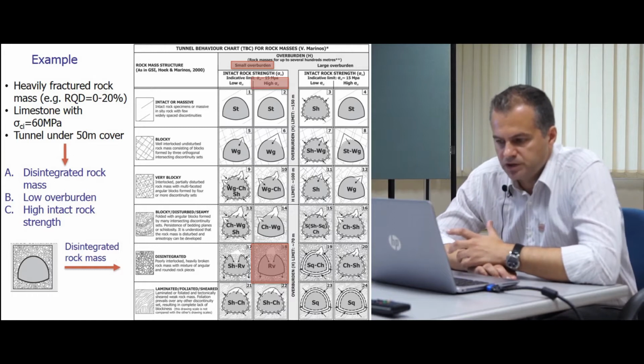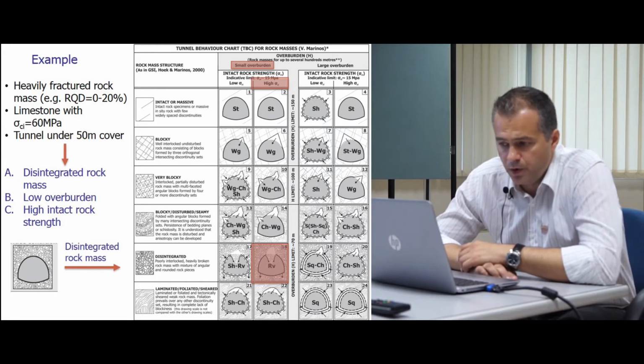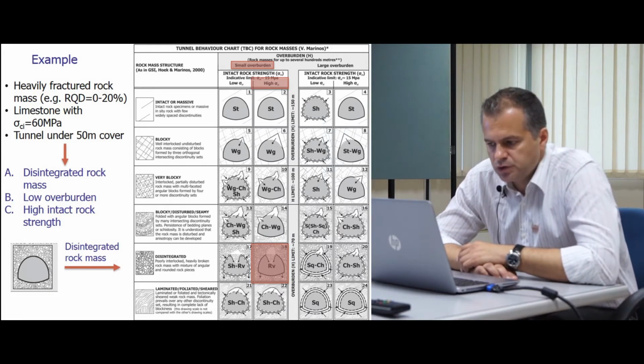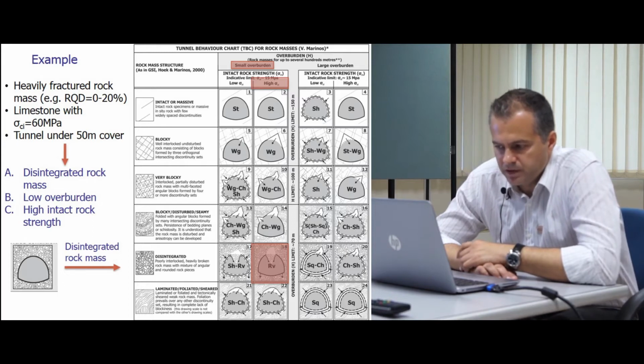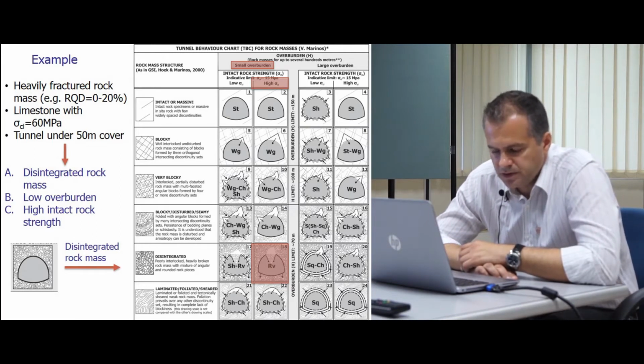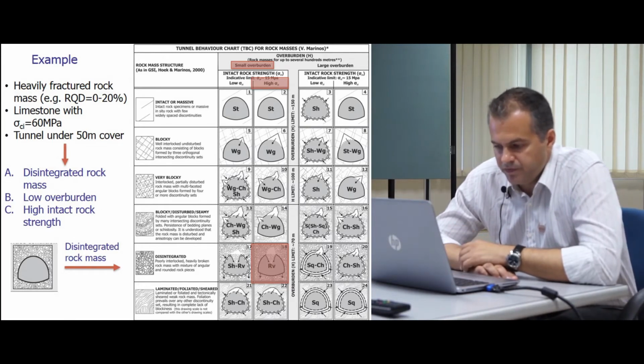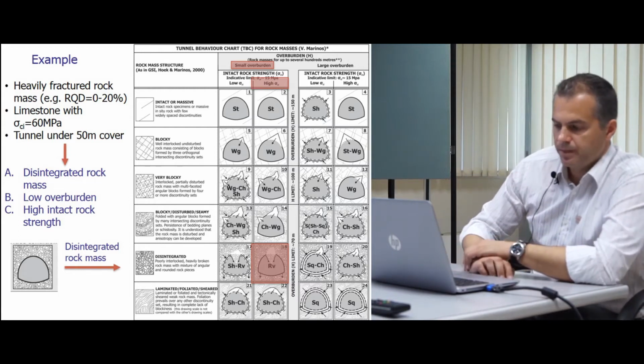So for the first two rows of structures, we have an overburden limit of 150 meters. Then in the very blocky, the limit is around 100 meters. And then in the last three rows, the overburden limit may be around 70 meters.